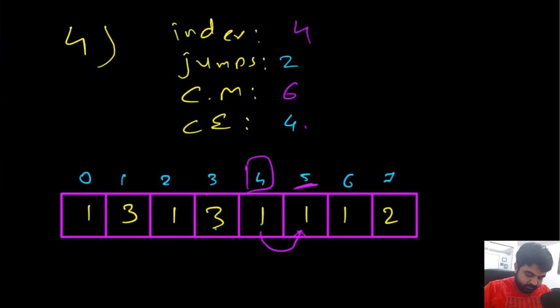So now when we do the update, we are going to mark the current end as 6, because that is the current maximum we have been able to achieve. And also the number of jumps we are going to take becomes 3. Now again we keep on repeating the same process.